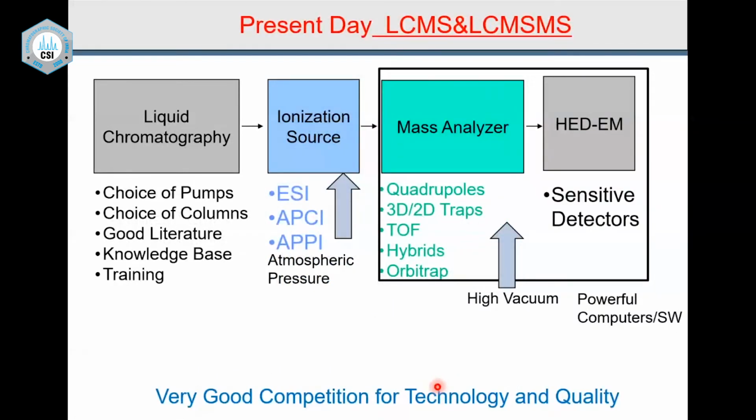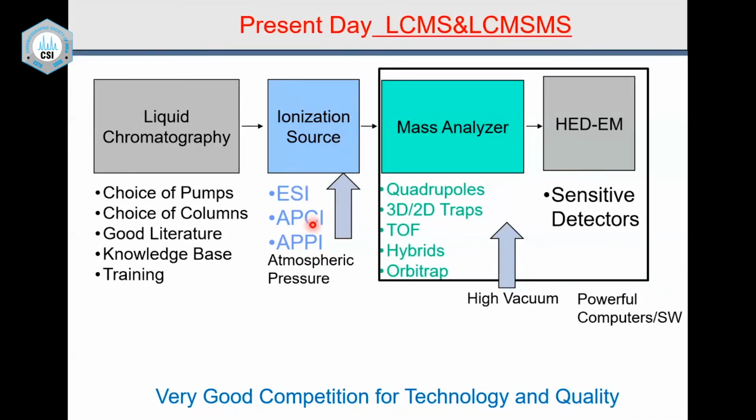Now, with the latest mass spectrometers, as I said, you have a choice of pumps, a choice of columns, good literature, knowledge base, and training. All these things are available to you today. So it is the best time, the right time, for everybody to be involved in LCMS. And what are the main criteria here? They are all called atmospheric pressure ionization, and electrospray, APCI, and APPI are the three variants of ionization techniques that I'll be talking about.